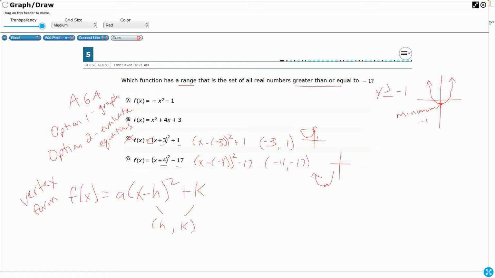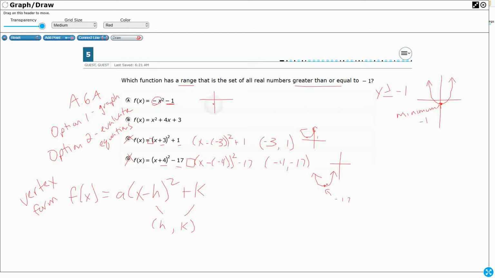Let's pretend we got that right there, and that's negative 17. And there's nothing right there, which means it's positive, which means it's opening up. Okay, so it's not either of these. Now, A and B are not in that form, but I can go ahead and eliminate A because it's got a negative.